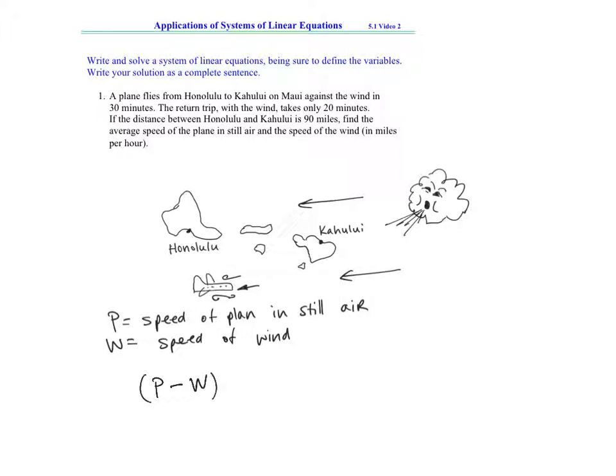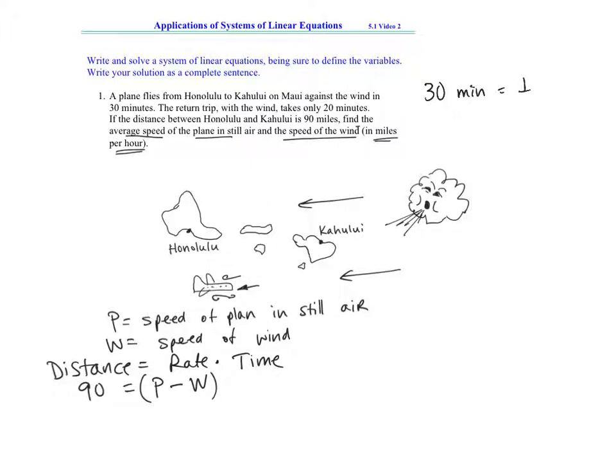Okay, now the big key with these types of problems is that distance equals rate times time. So the distance that it's traveling is about 90 miles, and the time that it takes is 30 minutes. We're going to need to find the average speed of the plane in still air and then the speed of the wind. And our units need to be miles per hour. So 30 minutes, I'm going to rewrite that as a half an hour. So our time here is 1/2.